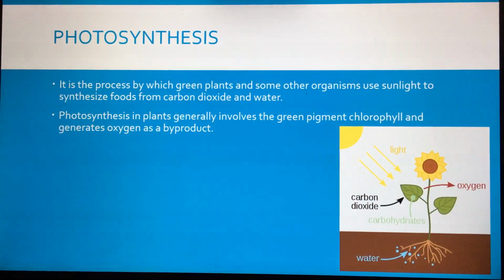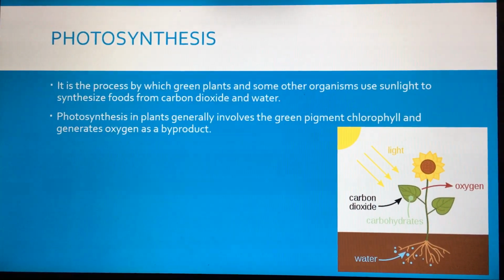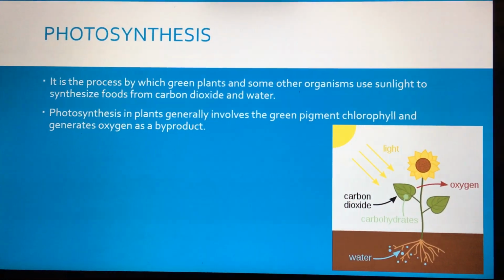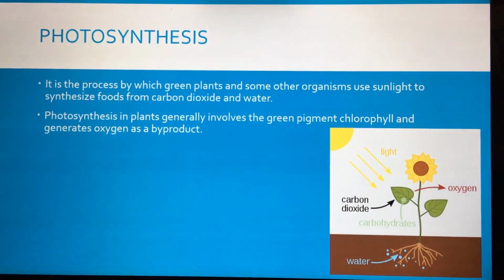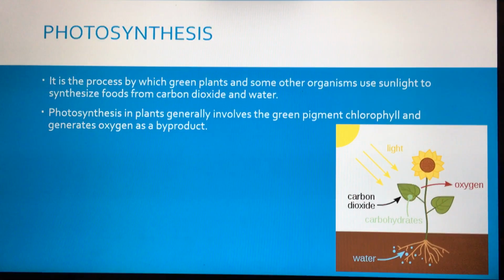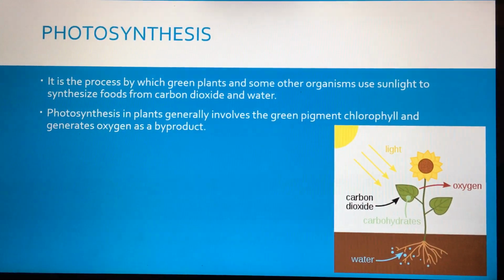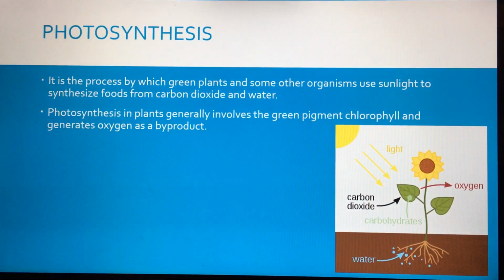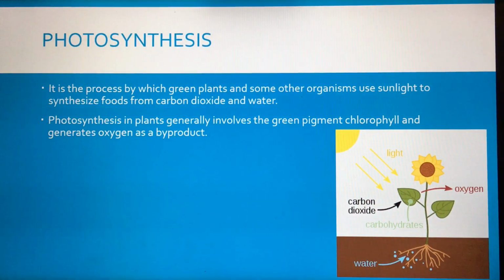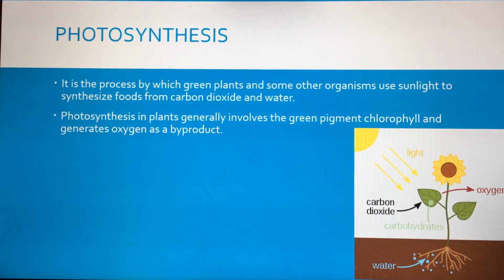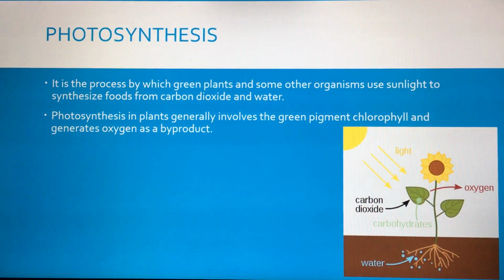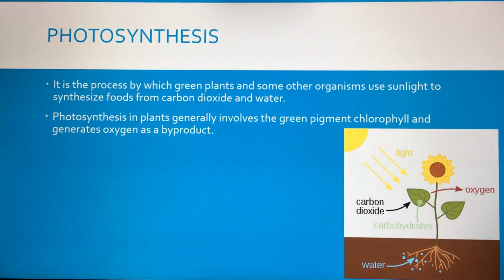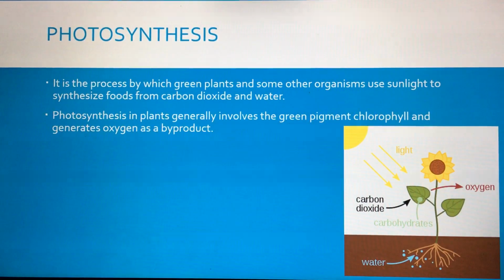So pretty much what they were talking about was photosynthesis, as I brought up earlier. And photosynthesis is defined as the process by which green plants and some other organisms use sunlight to synthesize foods from carbon dioxide and water. So pretty much the green pigment on your leaves is the chlorophyll, and that helps generate oxygen as our byproduct from all of it.